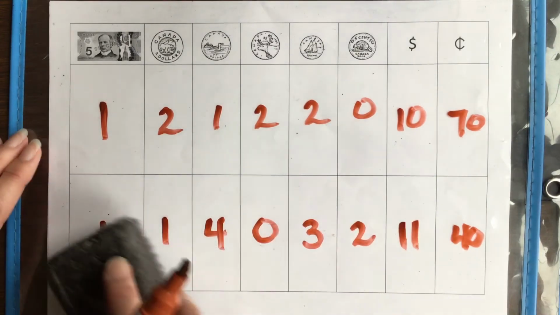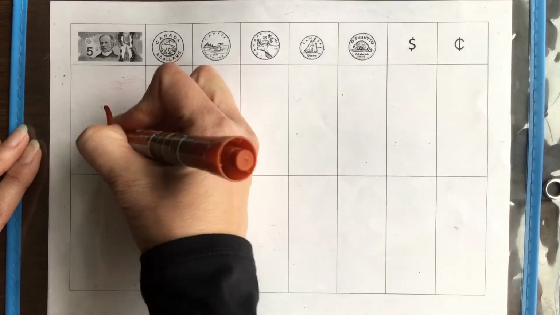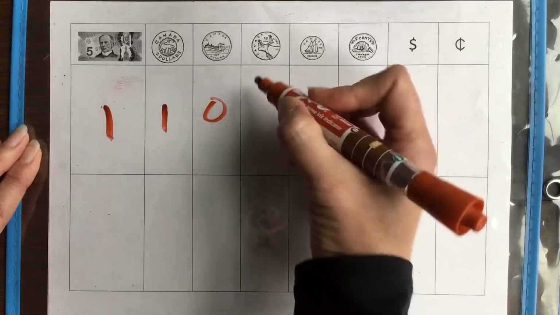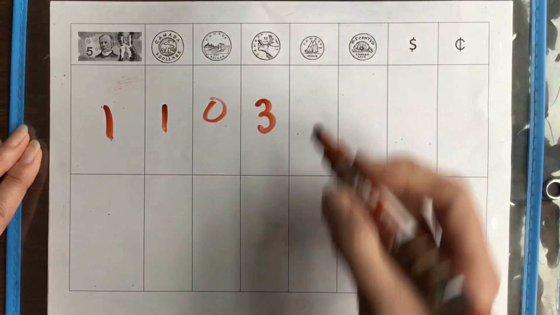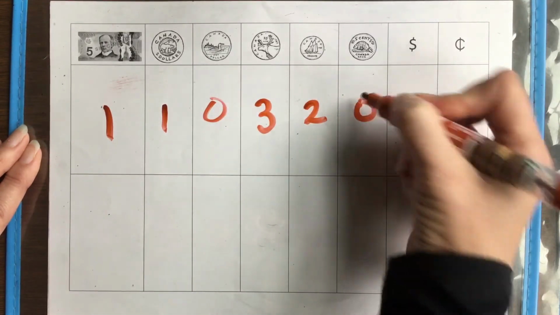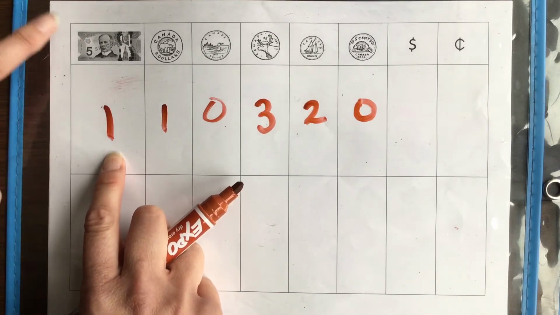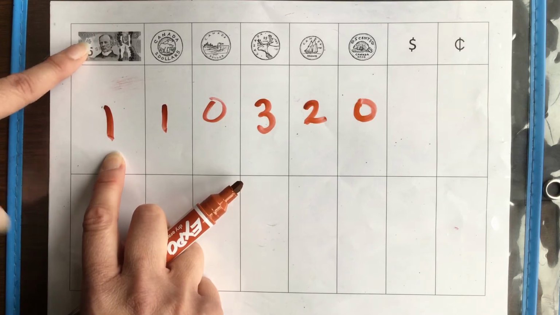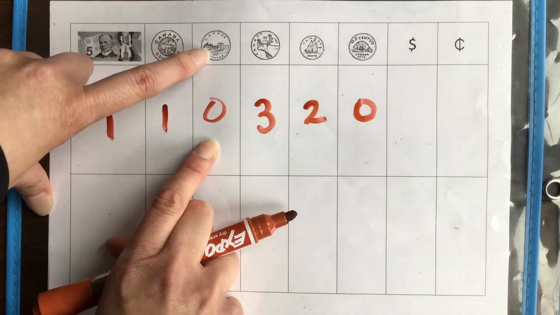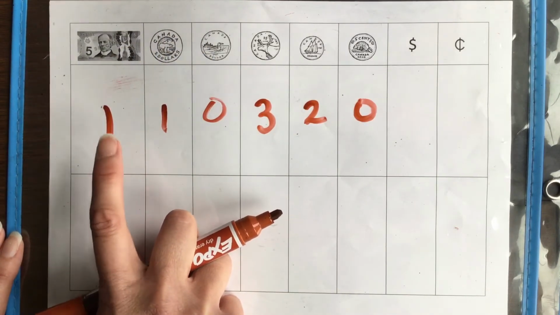Okay? And finally, what if I have 1 5, 1 toonie, 0 loonies, 3 quarters, 2 dimes, and 0 nickels? So again, this 1 means I have one $5 bill. This 1 means I have 1 toonie, and the 0 means I have no loonies. So let's add up my dollars. I have 1 5, so that's 5.